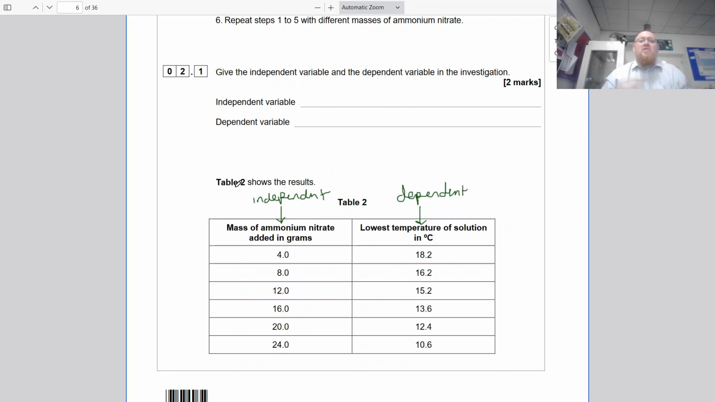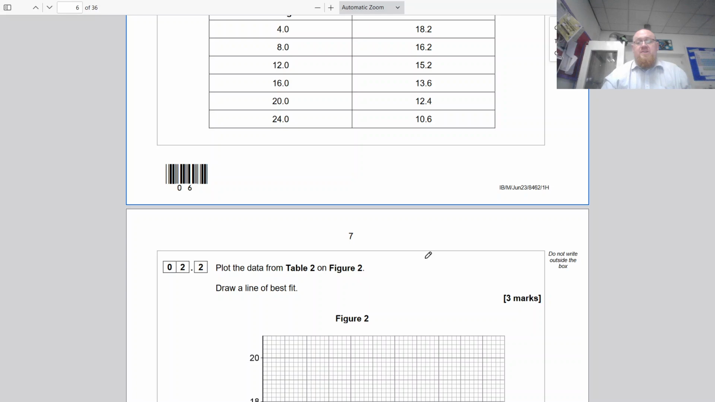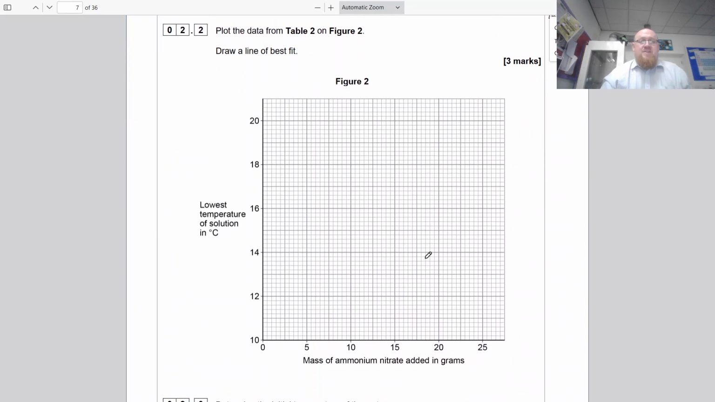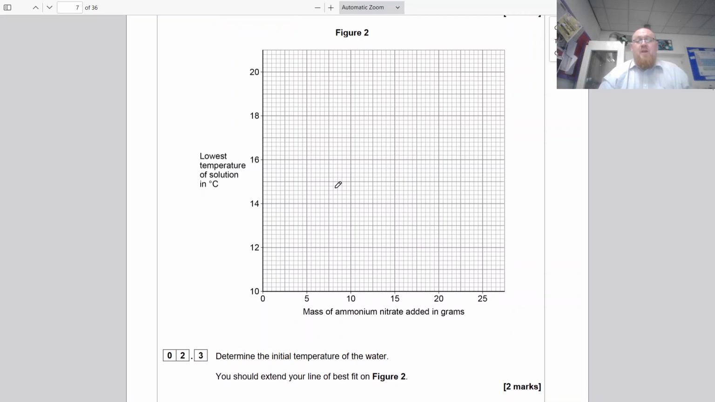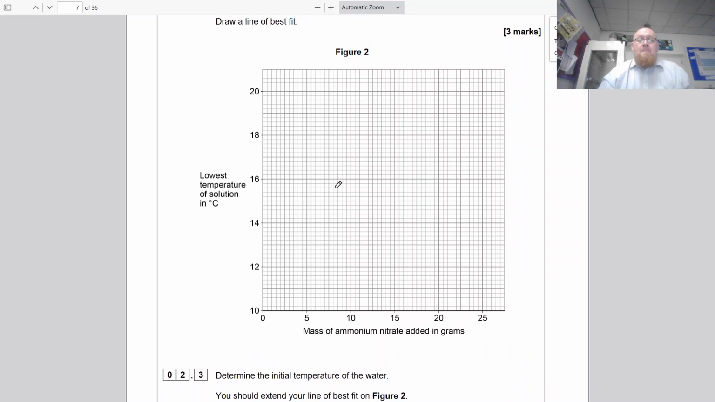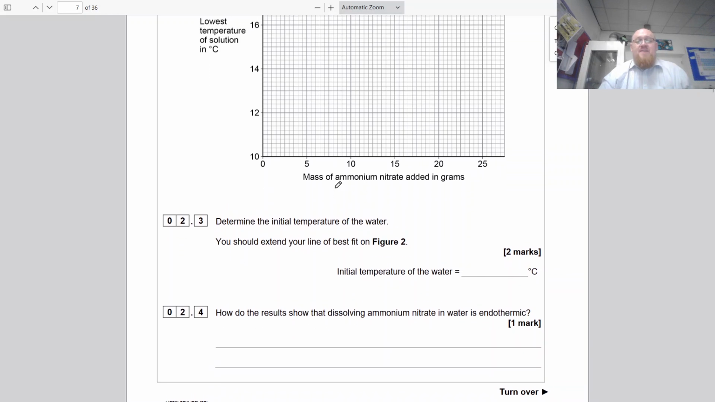Independent is the thing that you are changing yourself, and dependent is the thing that you are measuring in response to that. It then asks us to draw a graph, and the graph will have a nice straight line. I think at least one of the points is anomalous, if I remember rightly. Quite difficult to draw that on here, so I'm not even going to attempt it. But in order to get that right, you have to put the points in the correct place and give a line of best fit. You have to extend that line of best fit in order to answer this question.